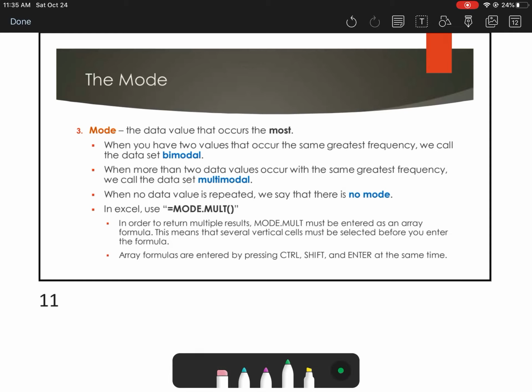So in Excel, to find the mode, we're going to use this right here. In order to return multiple results, mode must be entered as an array formula. This means that several vertical cells must be selected before you enter the formula. So you want to highlight those in Excel, then put in the formula so it can give you multiple answers. Because if you don't do that, and there is more than one mode, it will only give you one answer. Okay. Array formulas are entered by pressing Control, Shift, and Enter at the same time.